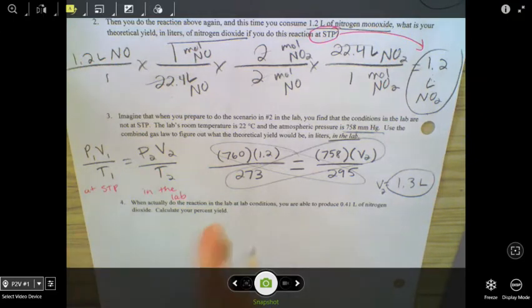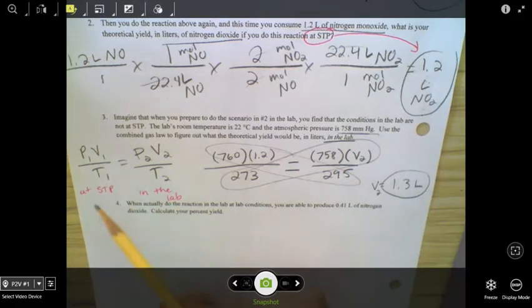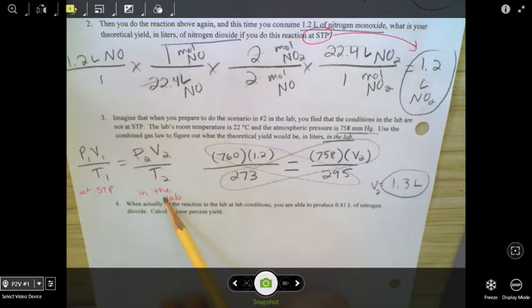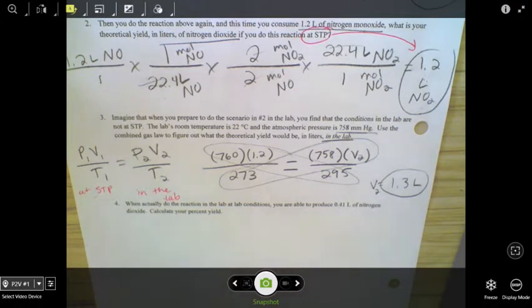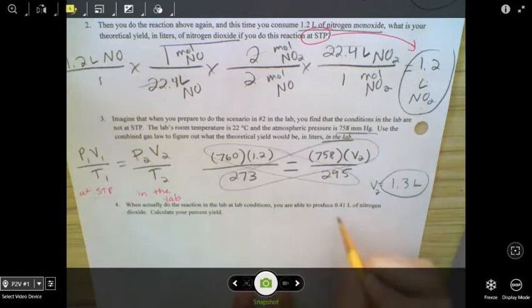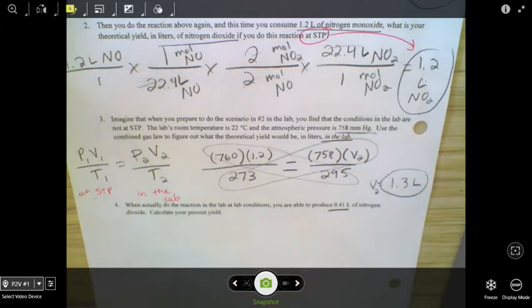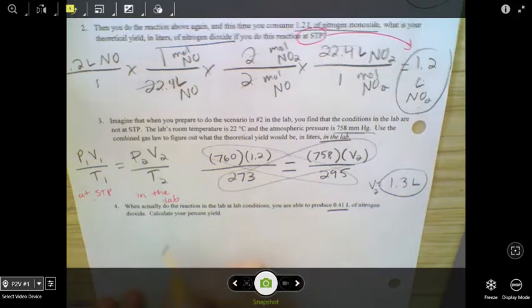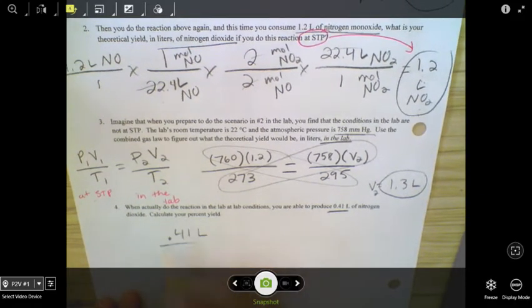So this is what you will do in the lab on Tuesday. You will have to adjust your stoichiometry answer from STP conditions to lab conditions, okay? So number 4, when we actually do the reaction in the lab at lab conditions, you're able to produce 0.41 liters of nitrogen dioxide. Calculate your percent yield. So this 0.41, is that actual or theoretical? Actual.